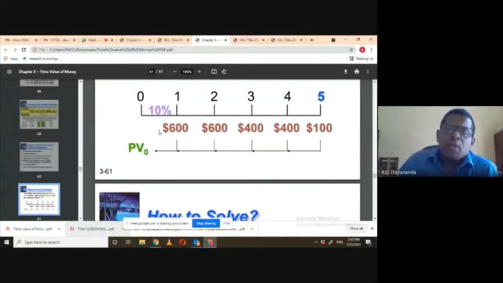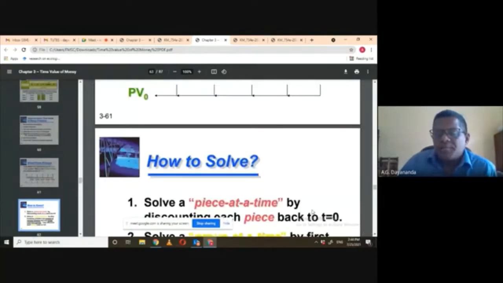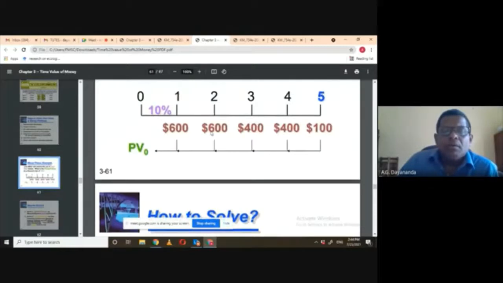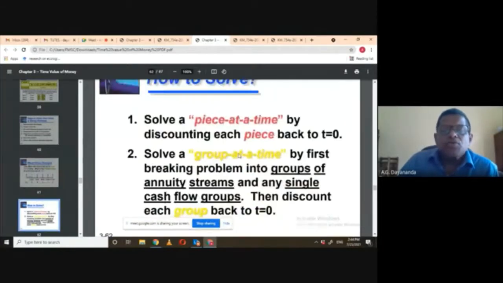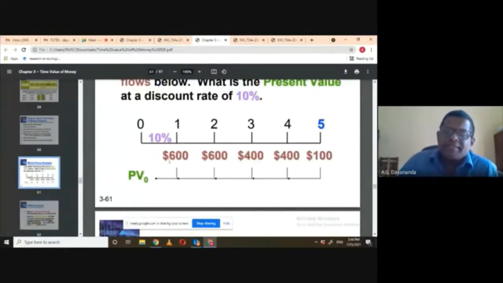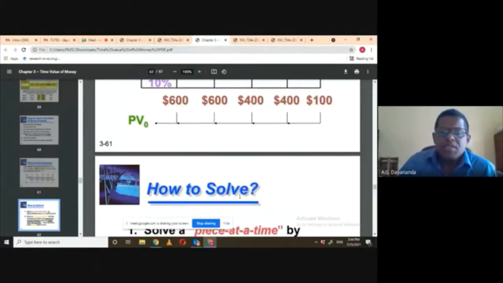So we are asked to calculate the present value. Present value means value at 0. Okay, so how to solve this question is, since there is no pattern, we can't consider this as an annuity. We can't consider this as annuity, right?